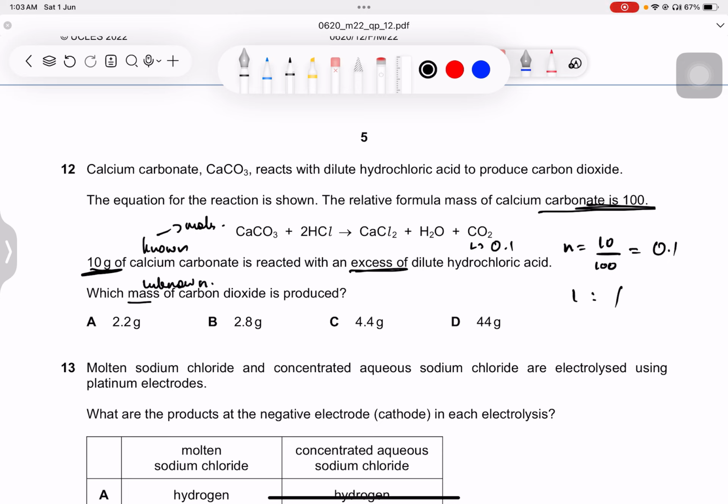Now we need the mass of carbon dioxide. Again, moles equals mass in grams over the Mr, so mass in grams will be the number of moles multiplied by the Mr of carbon dioxide, which will be 12 plus 32 because oxygen has 16. So two oxygens, so 32. This will be 44. So 0.1 times 44, which will be 4.4. So option C is correct.